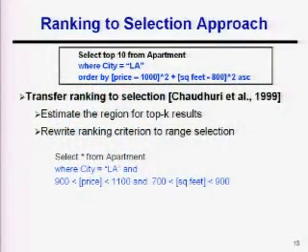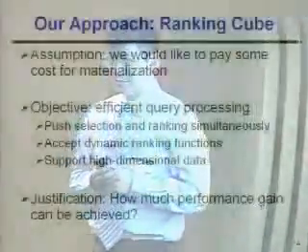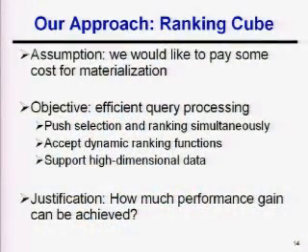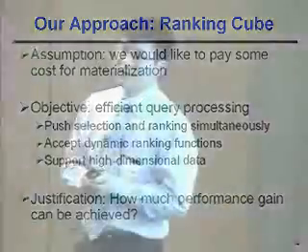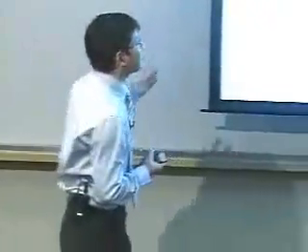So here is the ranking to selection work. I really like it. They estimate the region for the top result and then rewrite the ranking criteria into range selections. It's very nice, but the problem is that, especially when the dimension is very high, the estimation is difficult. I'm not saying that our solution is smarter or better. We just have some different assumptions. Our assumption is that we would like to pay some cost for materialization. Previous methods did their best under their configuration.